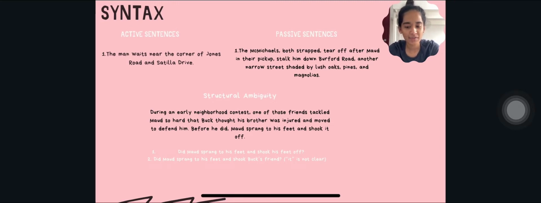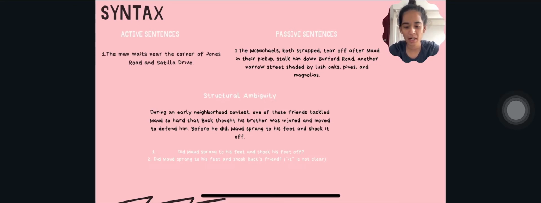So for the active sentences, here the subject of the sentence performs the action in the sentence. So one of the examples from the article would be the man waits near the corner of Jones Road and Setila Drive. So basically the man here is subject and the corner of Jones Road and Setila Drive is predicate. So it's active sentences. So moving on to the next sentence, which is passive.